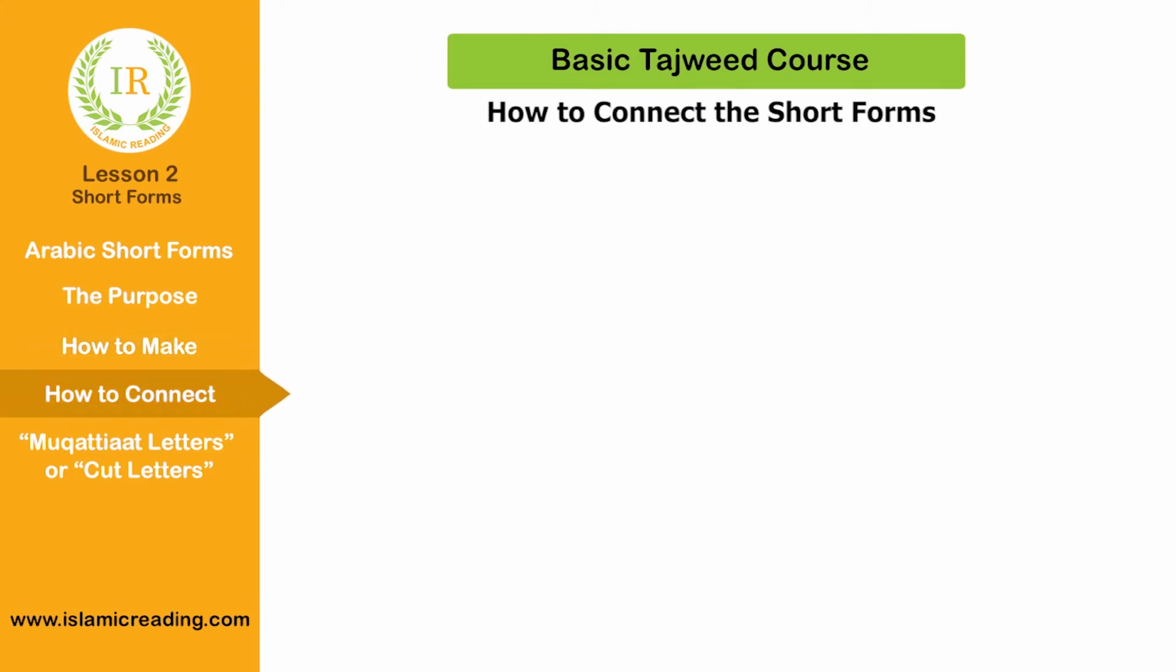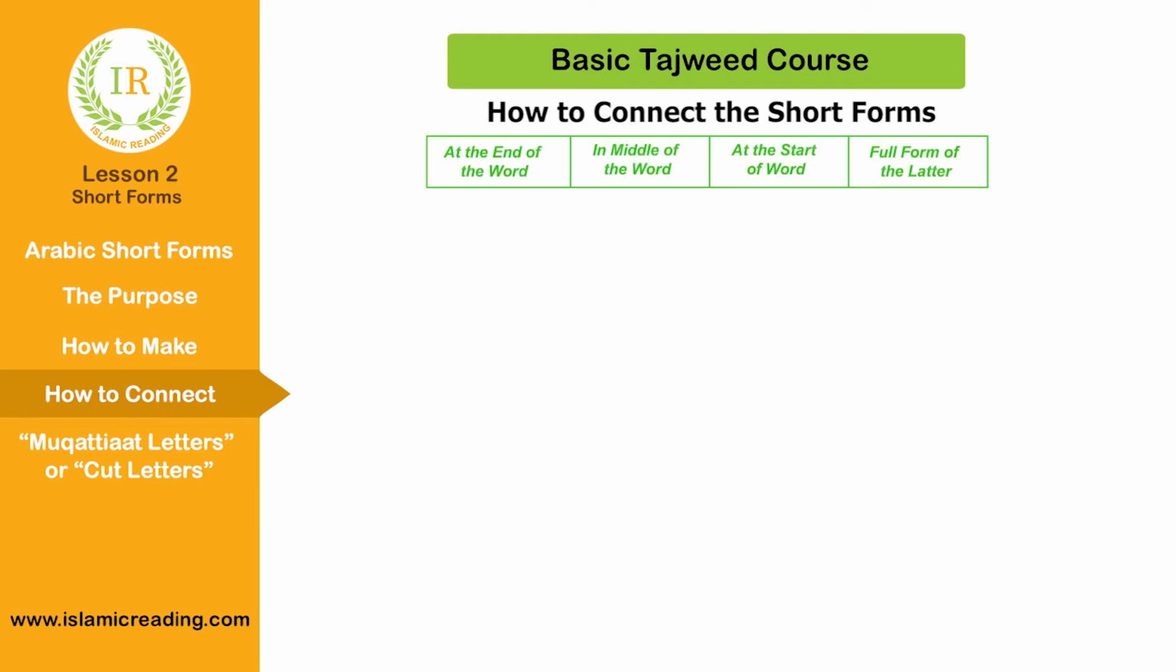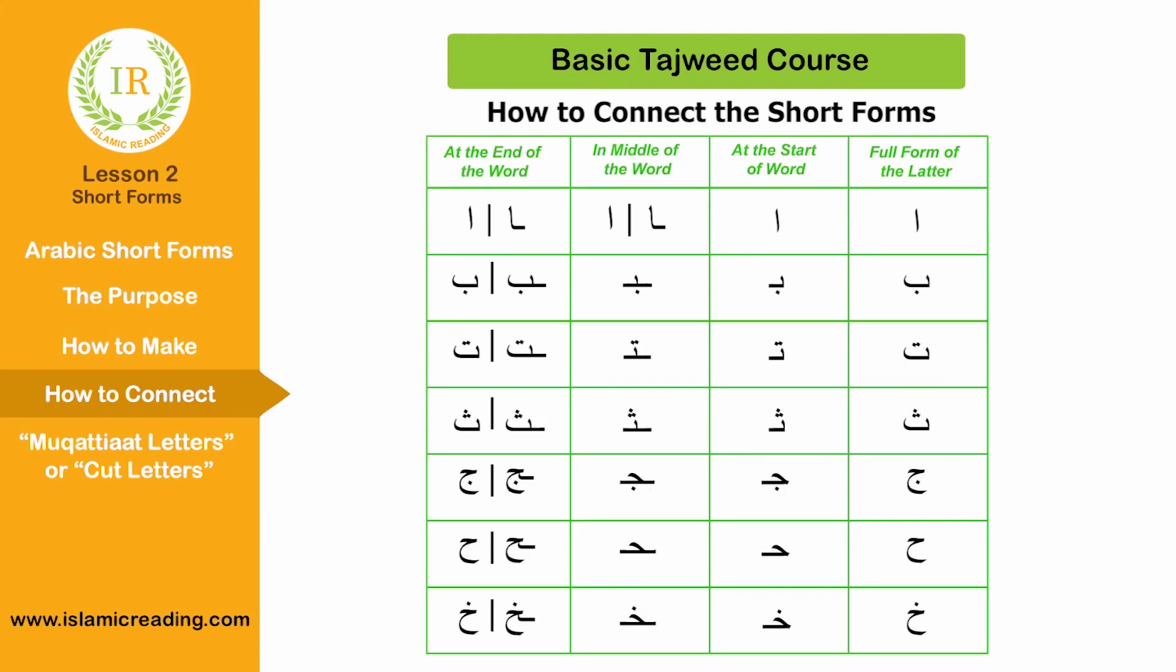In English, small letters do not change their shape regardless of their position in the word. But Arabic short forms change their shape a bit depending upon their position in the word. To connect a short form with the other letters, a small connecting line is added to the side where the letter wants to connect with the other letter.